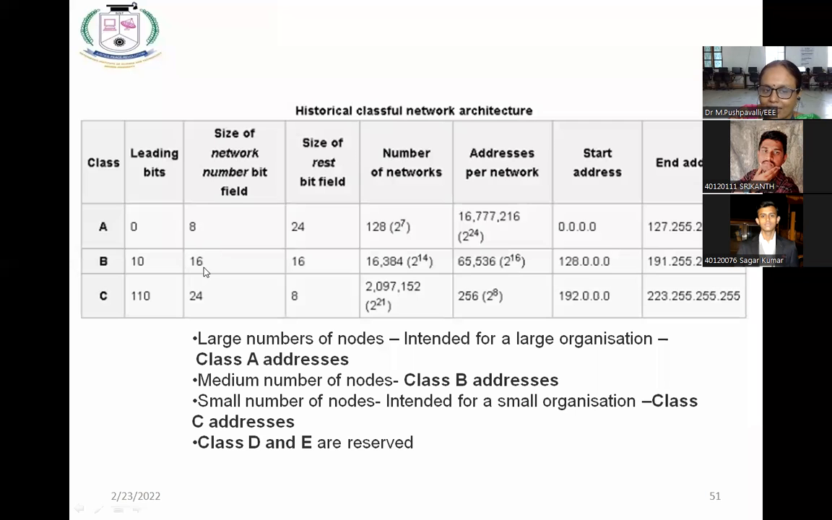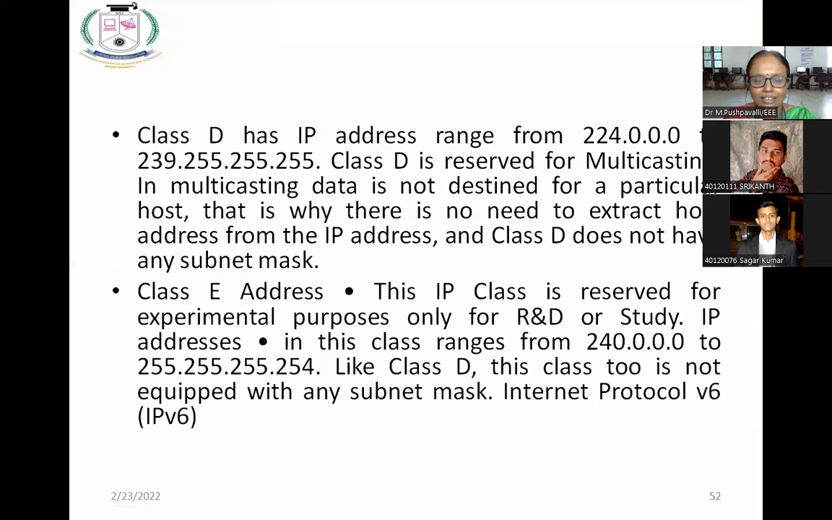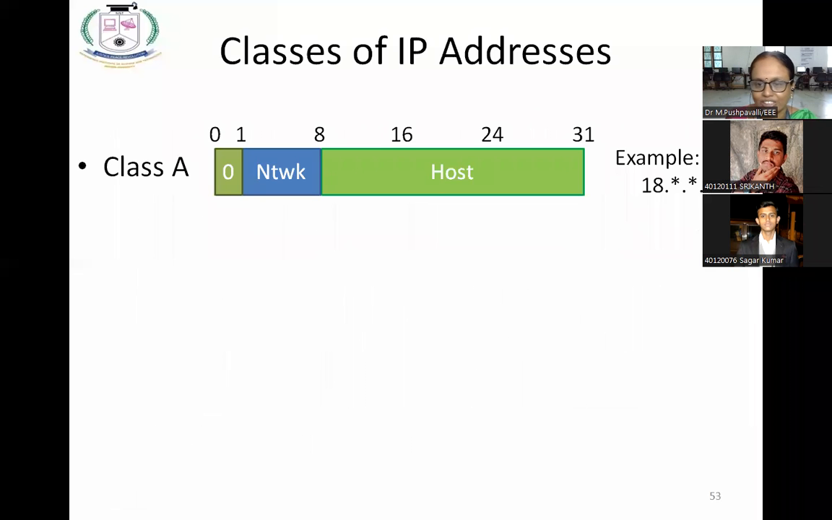Here 16 for the size of the network, and the remaining 16 for addresses per network. So 16 plus 16 we have 32. So 2 power 16 addresses will be there. Here they allocate only 8 bits for the size of the network, so the remaining size is around 24. So 8 plus 24, 32 bits. So 2 power 24, 16 million addresses will be allocated for class A. So remember class A 16 million, class B 65,000 and class C 256 addresses.